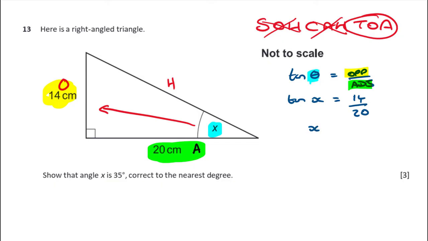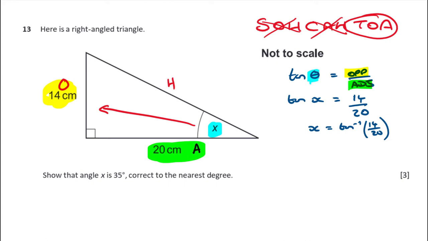Remember, you have to use the tan to the minus 1 of the ratio when you are trying to work backwards. So if tan x equals 14 over 20, then x, doing the opposite of tan x, is tan to the minus 1 of 14 over 20.